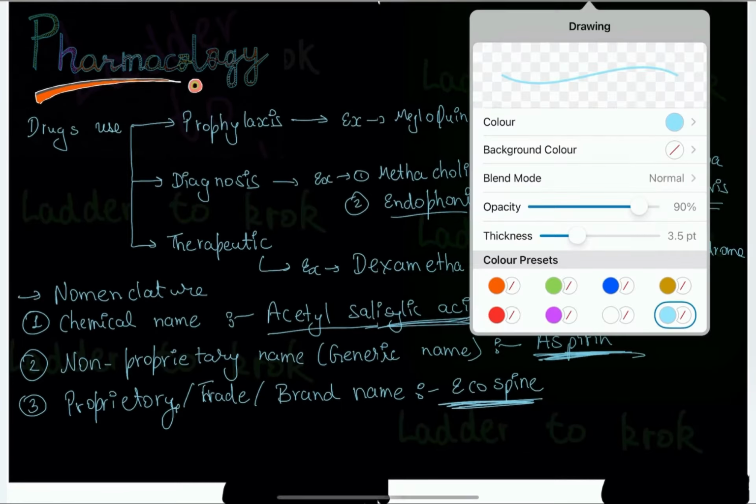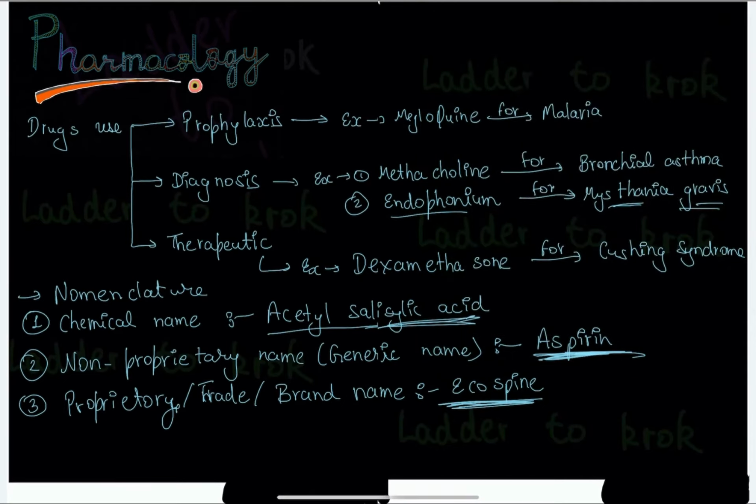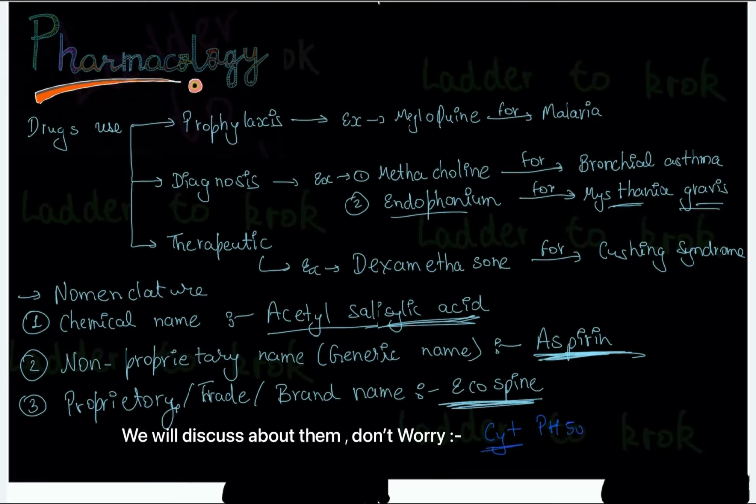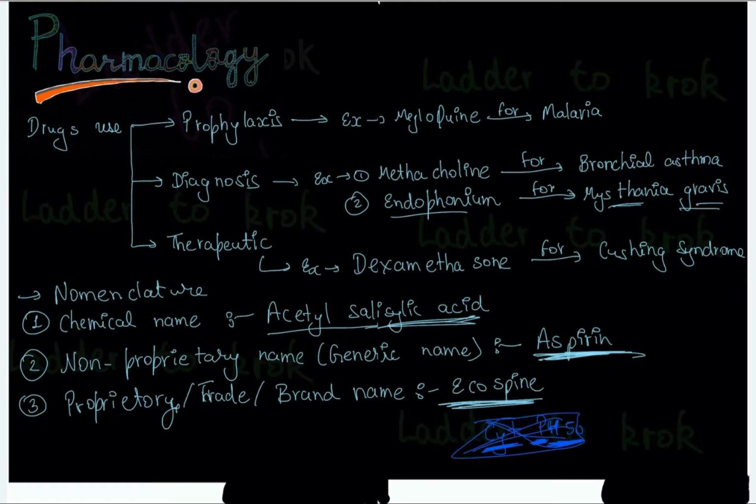Okay, now that's just an overview. We can also go into detail, but we are not going into detail. Like I can also tell you about cytochrome P450. You study about them. Cyto means cell, chrome means pigment, and 450 is the nanometer of maximum absorption of light. But we don't need this for Krok or these medical exams. So that's it for the nomenclature part.